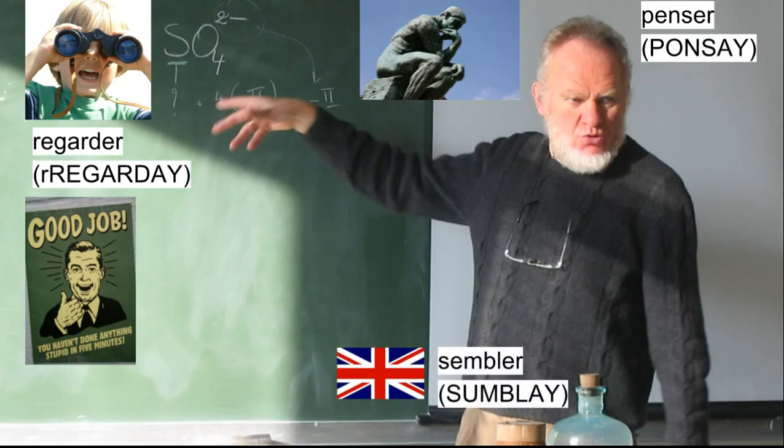And finally, the verb to seem is sembler, which is very similar to the English. Sembler, seem. I like to think of there being a semblance of intelligence at people at university. They seem intelligent. There's a semblance of intelligence. Sembler. To seem. Sembler.